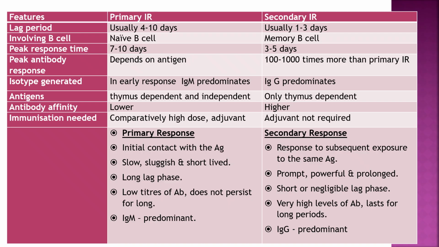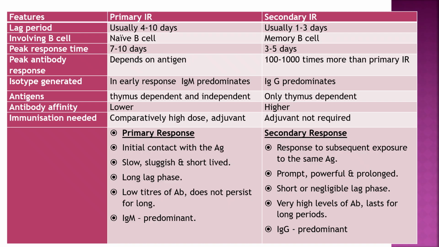Isotype generated: in the primary response, IgM predominates in the early response; in the secondary, IgG predominates. Antigens: primary responds to both thymus dependent and independent antigens, secondary only thymus dependent. Antibody affinity is lower in primary and higher in secondary. Immunization needed: primary requires a comparatively high dose with adjuvant, and secondary does not require adjuvant.